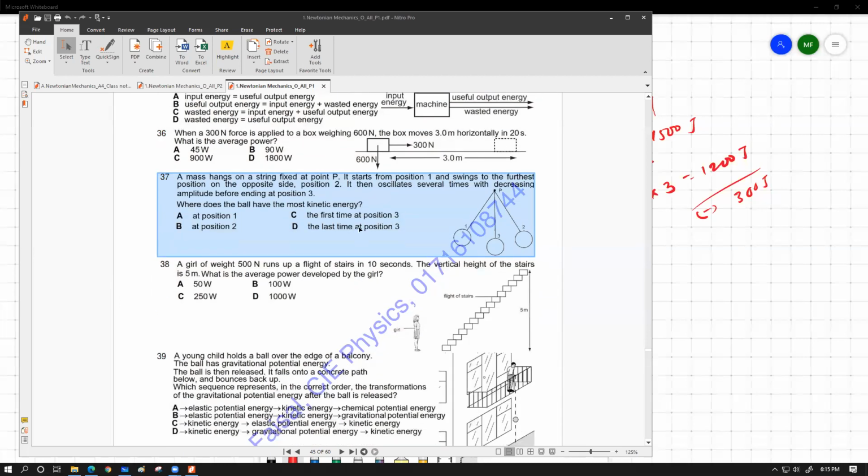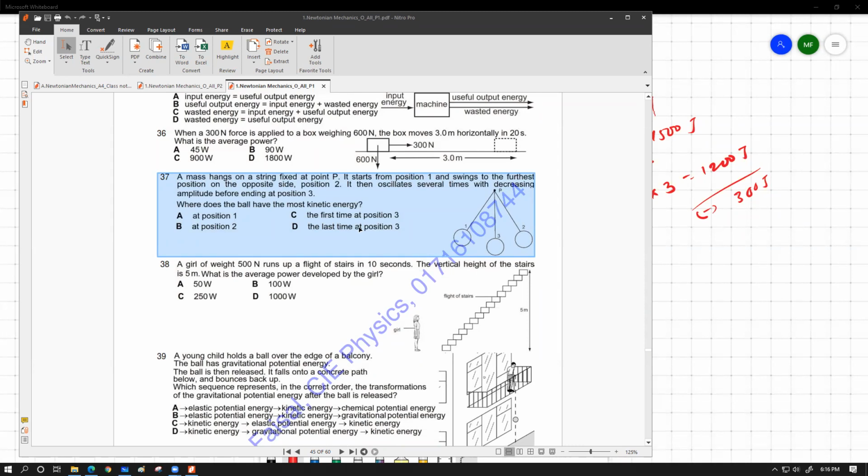Okay, I'll explain this, no big deal. Let's see 37 first, then 39. A mass hangs on a string fixed at point P. It starts from position 1 and swings to the furthest position on the opposite side. It then oscillates several times with decreasing amplitude before ending at position 3. Okay, first thing first, what we need to understand: do you understand what we mean by the term amplitude? Are we familiar with the term amplitude?